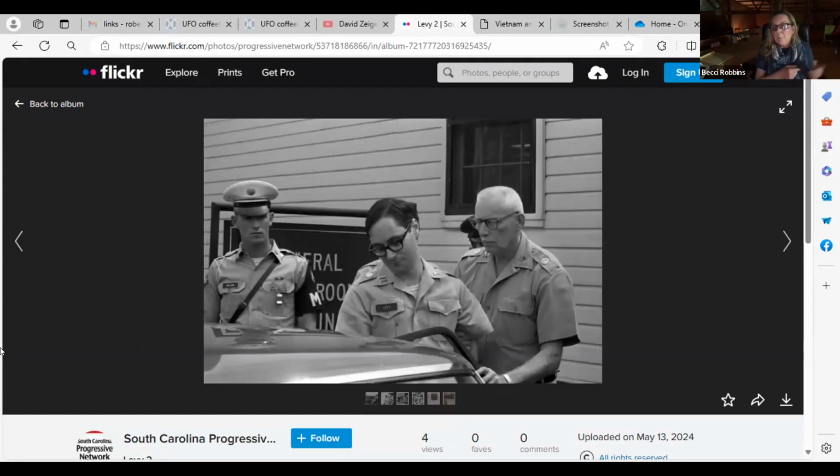And so when they hauled him off, the brass at Fort Jackson heaved this giant sigh of relief that their problems were over, because Levy was safely behind bars. And the truth was that their troubles were only just beginning. Just a few months after Levy was hauled off to jail, there was a pray-in at Fort Jackson that was organized in conjunction with the newly opened UFO Coffeehouse, which we'll talk about in a little bit.